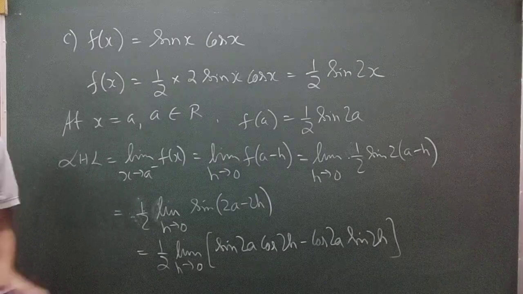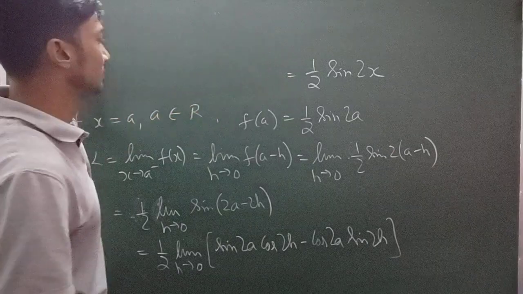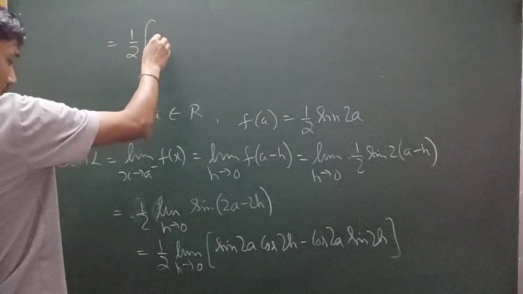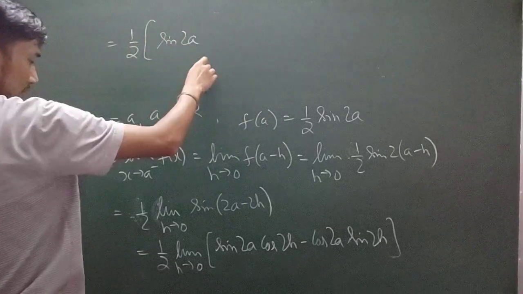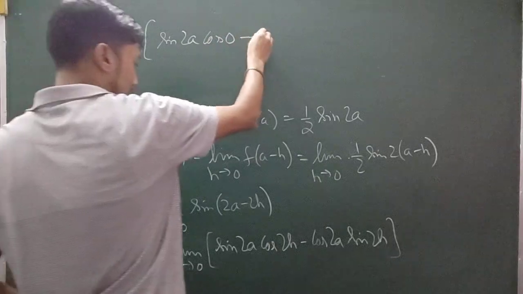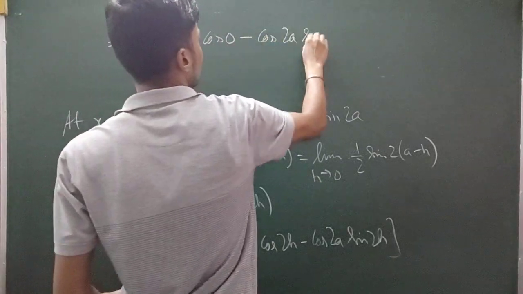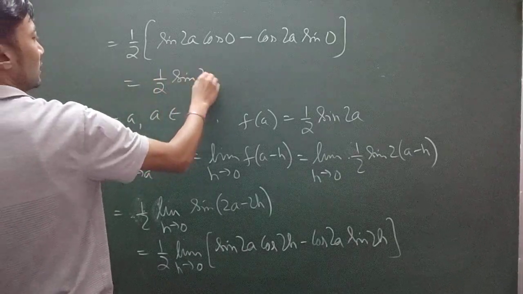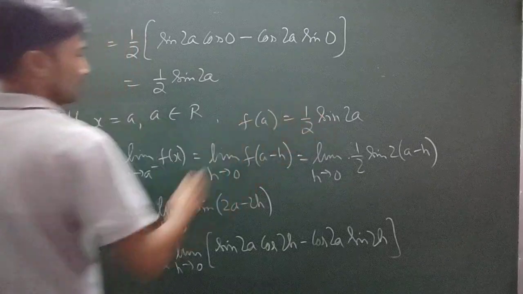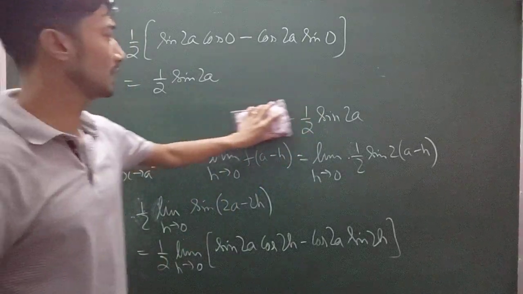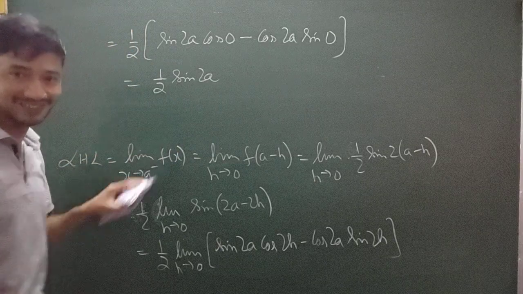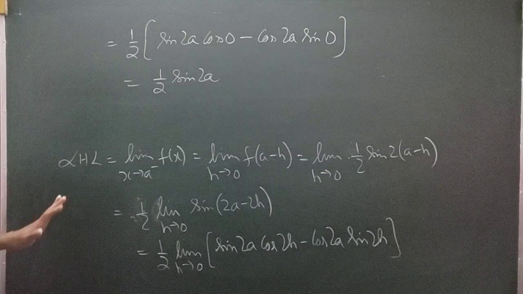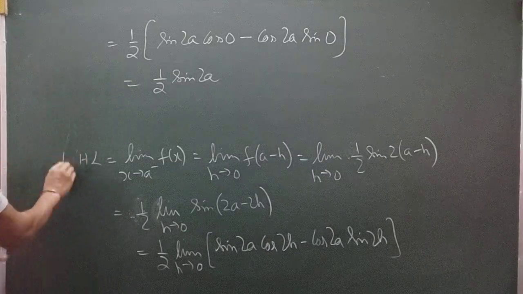So now we can use the value of h. That will be 1 by 2 sine 2a, h tends to 0, so cos 0 minus cos 2a times sine 0, and sine 0 is 0, so we are left with 1 by 2 sine 2a, since cos 0 is 1. Exactly the same. Again, I'm going to use that shortcut only. I'm a very lazy person. Next, the right-hand limit.